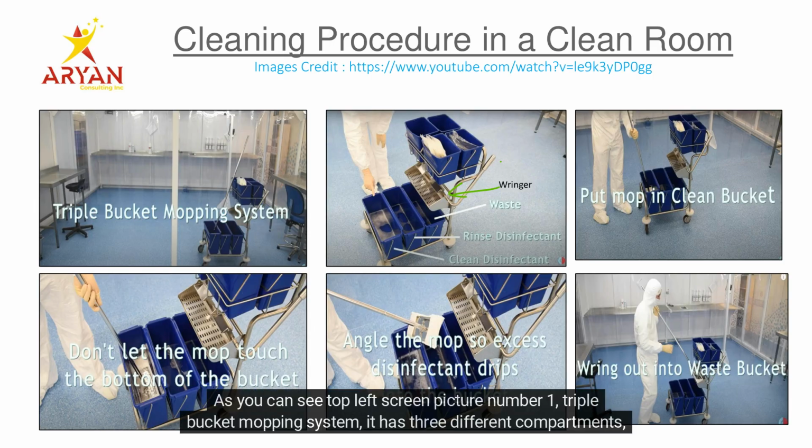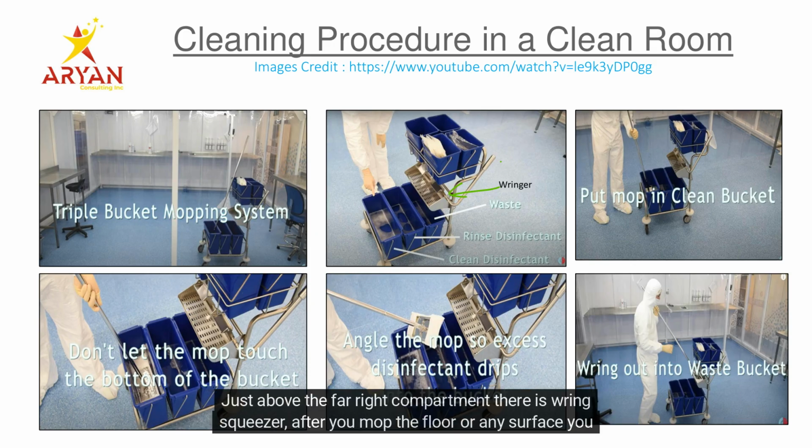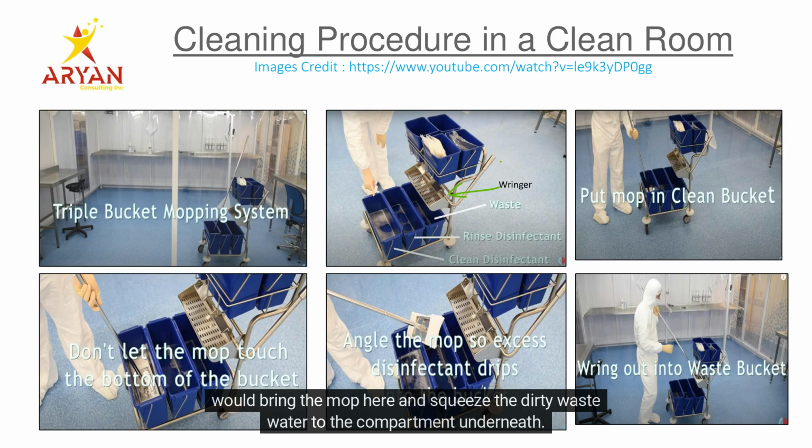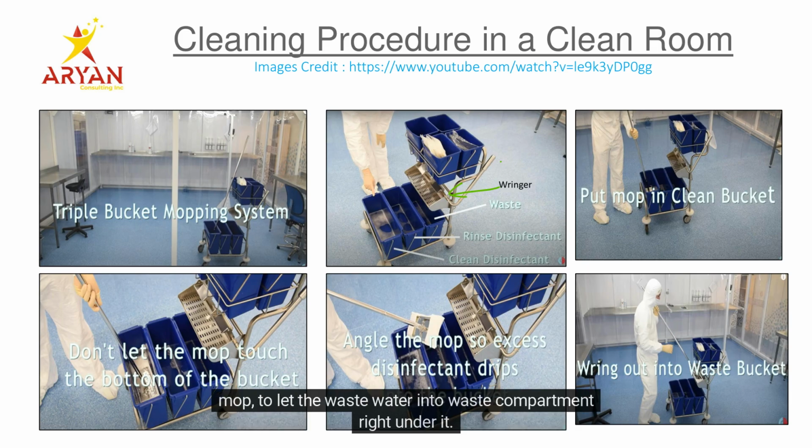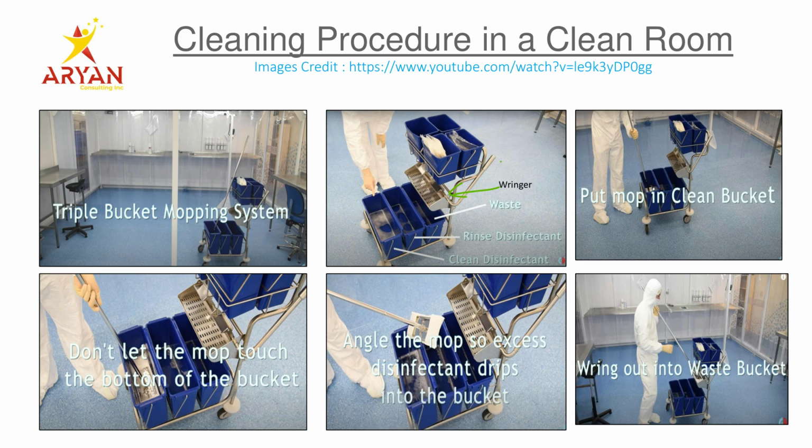As you can see on the top left of the screen, picture number 1, is a triple bucket mopping system. It has 3 different compartments. Just above the far right compartment there is a ring squeezer. After you mop the floor or any surface, you would bring the mop here and squeeze the dirty wastewater into the compartment underneath. In picture number 2, look at the green arrow. It is pointing at the ring where you would squeeze the mop to let the wastewater into the waste compartment right under it. You can see that in picture number 6.